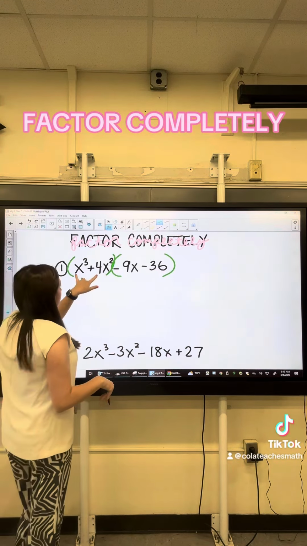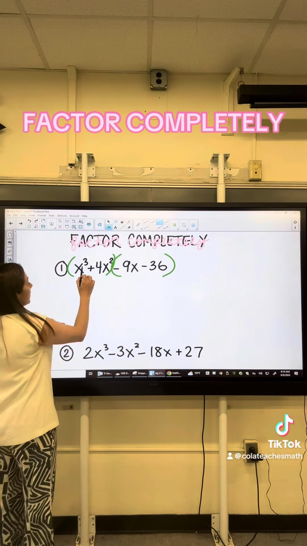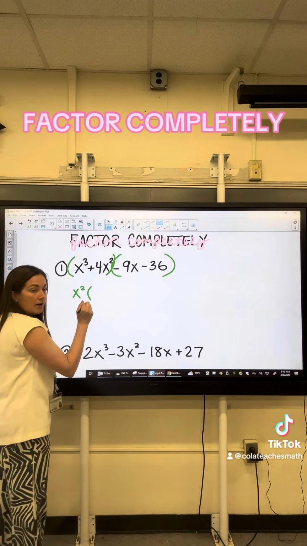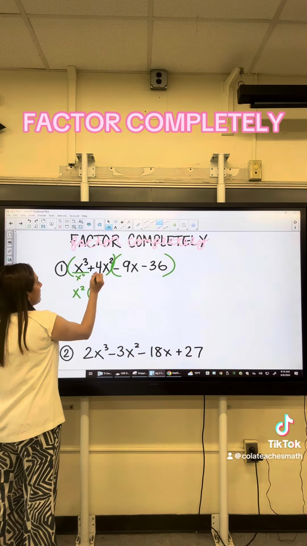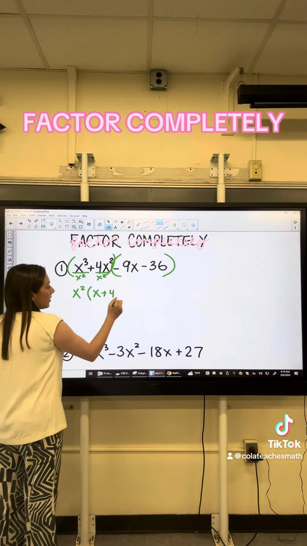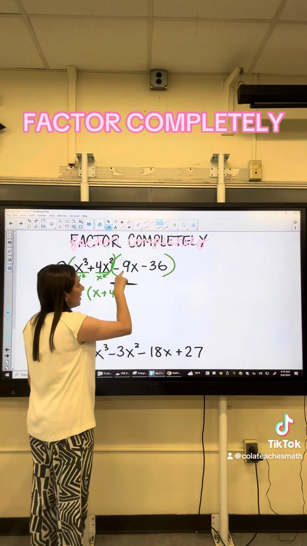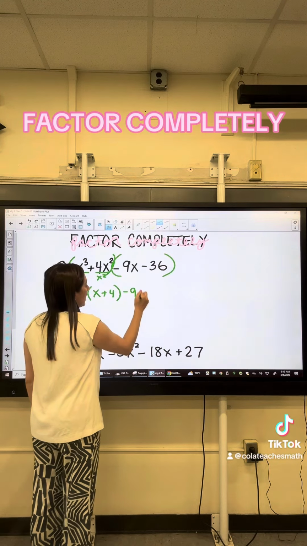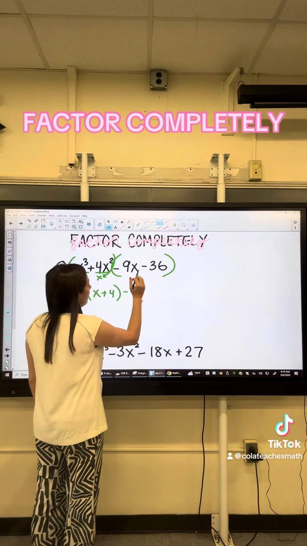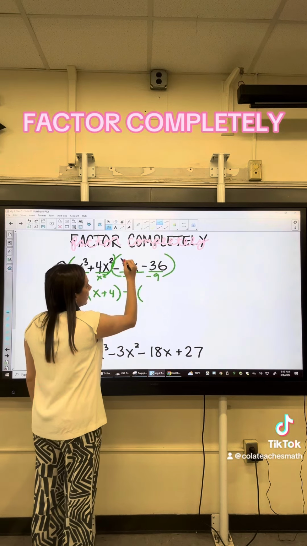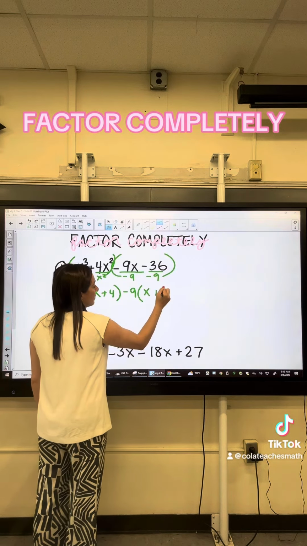Next, you're going to take out the GCF of the first bubble. If this is x cubed and x squared, the GCF is going to be x squared. And now when we divide by the GCF, we're going to be left with x plus 4. Here's my advice. If the next bubble leaves with a negative, you're going to pull out a negative. So we're going to take out negative 9 because that's the GCF. So now when we divide by negative 9, that's just going to become x plus 4.